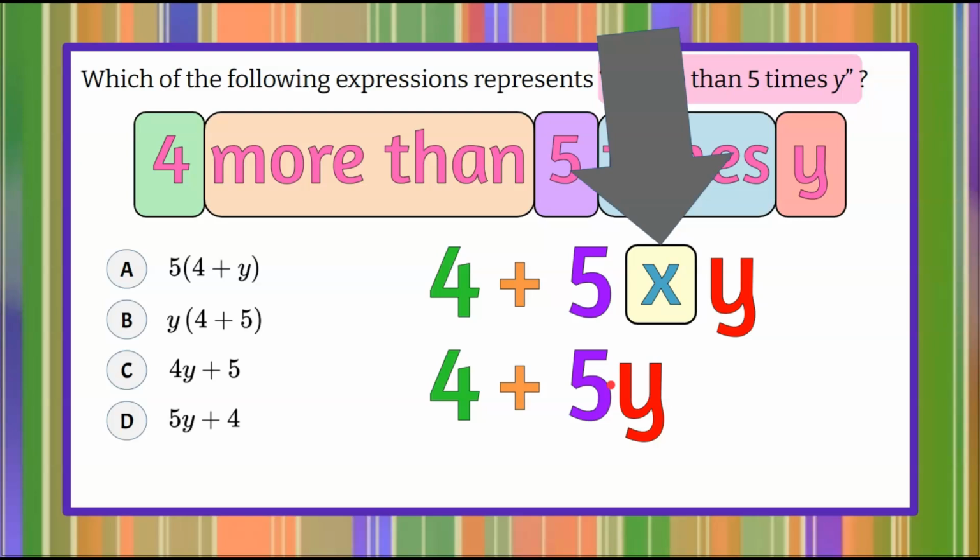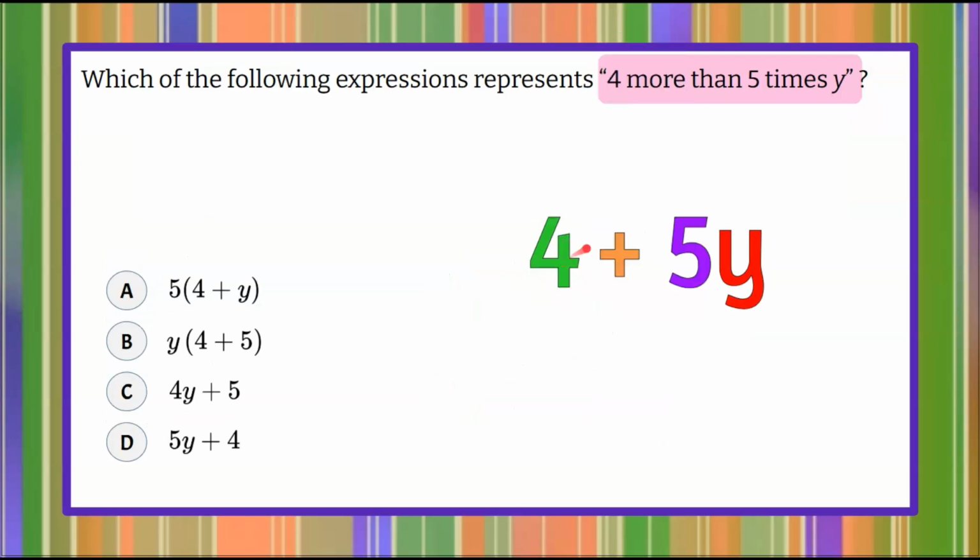So now we're ready to go and look at 4 add 5y. I can see that we don't want the answers with a parenthesis in them, right? So there's no parentheses here. So we're going to eliminate answer choices A and B. I look at answer choice C and it says 4y, or 4 multiplied by y, and I can see that my variable is clearly multiplied by a 5. So I'm going to eliminate answer choice C. This only leaves answer choice D, and it's 5y add 4.